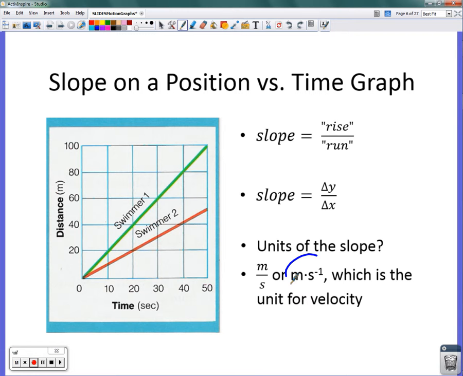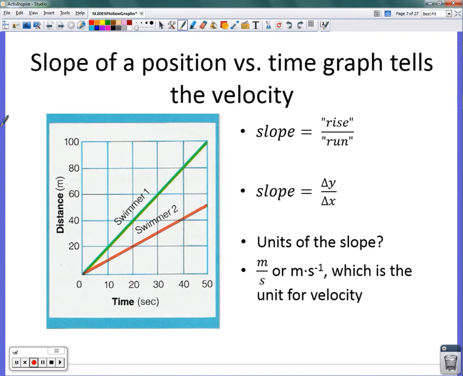But remember that when IB does things, they try and make it in that straight line. So we take the seconds from the denominator of the fraction and we turn it into a negative exponent. Same thing, different notation. But that means that on a position versus time graph, the slope of that position versus time graph tells us the velocity of that object.